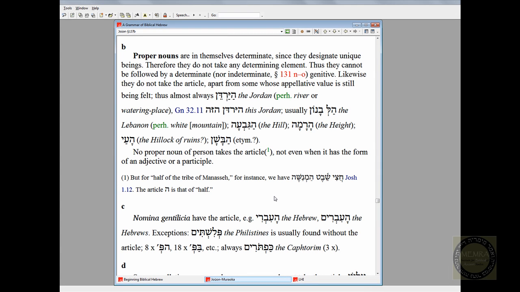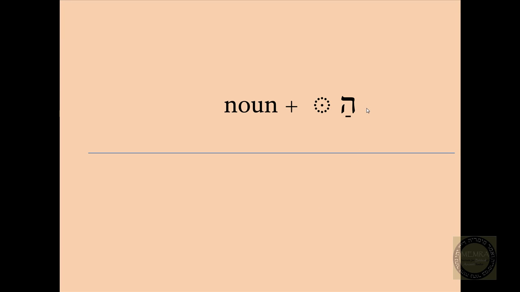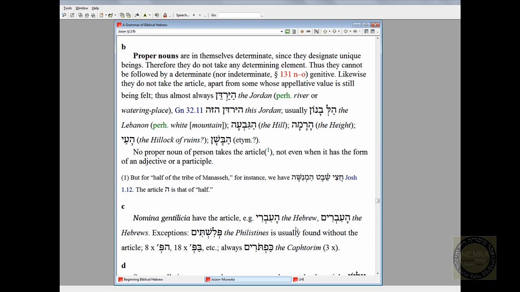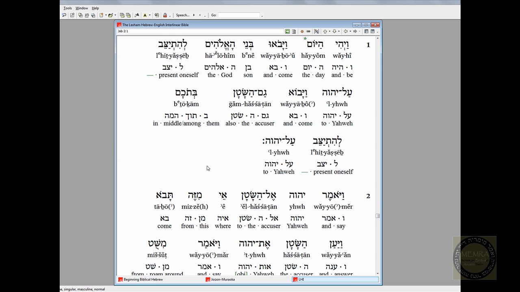So in other words, if I could illustrate it with a PowerPoint slide, ha, the He plus the patach with the dot, plus a noun, when you get that combination, that is not going to be a proper personal noun. That means that if we see ha, there's our dot, ha satan, then ha satan is not a proper personal noun. Now we're back here in our software, and I want to show you in an interlinear what we have going here.